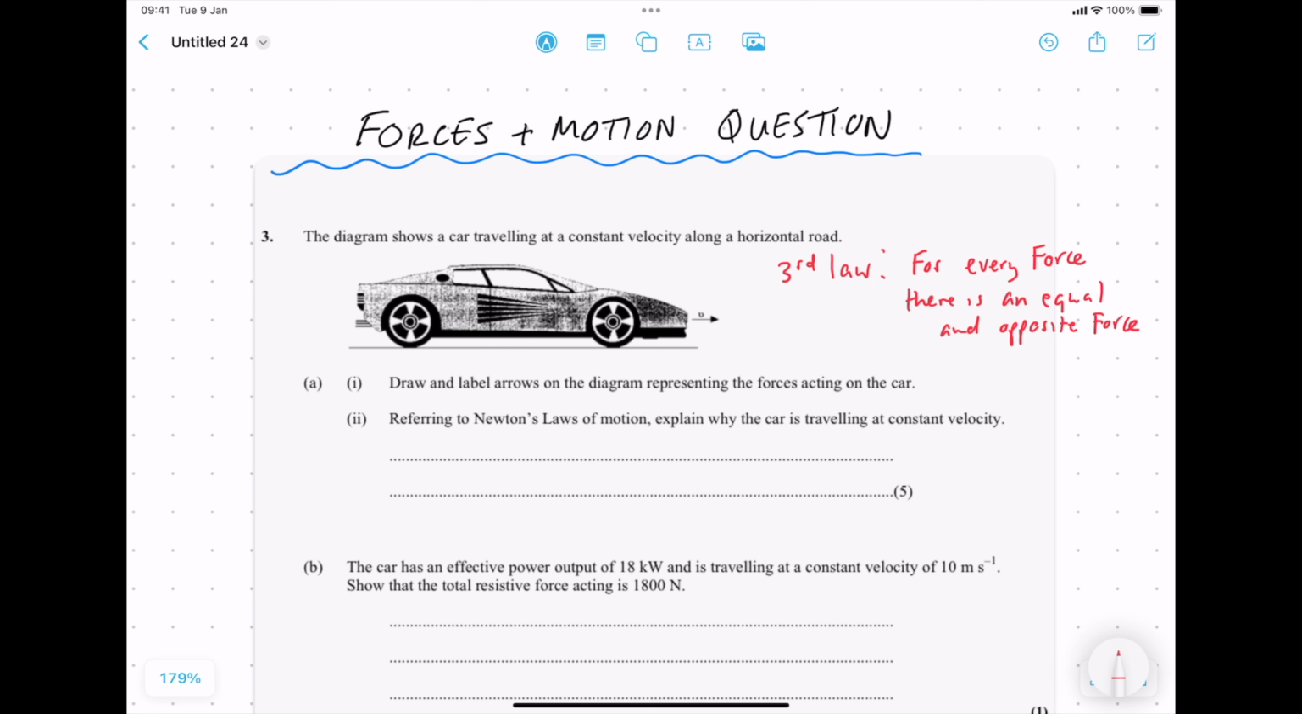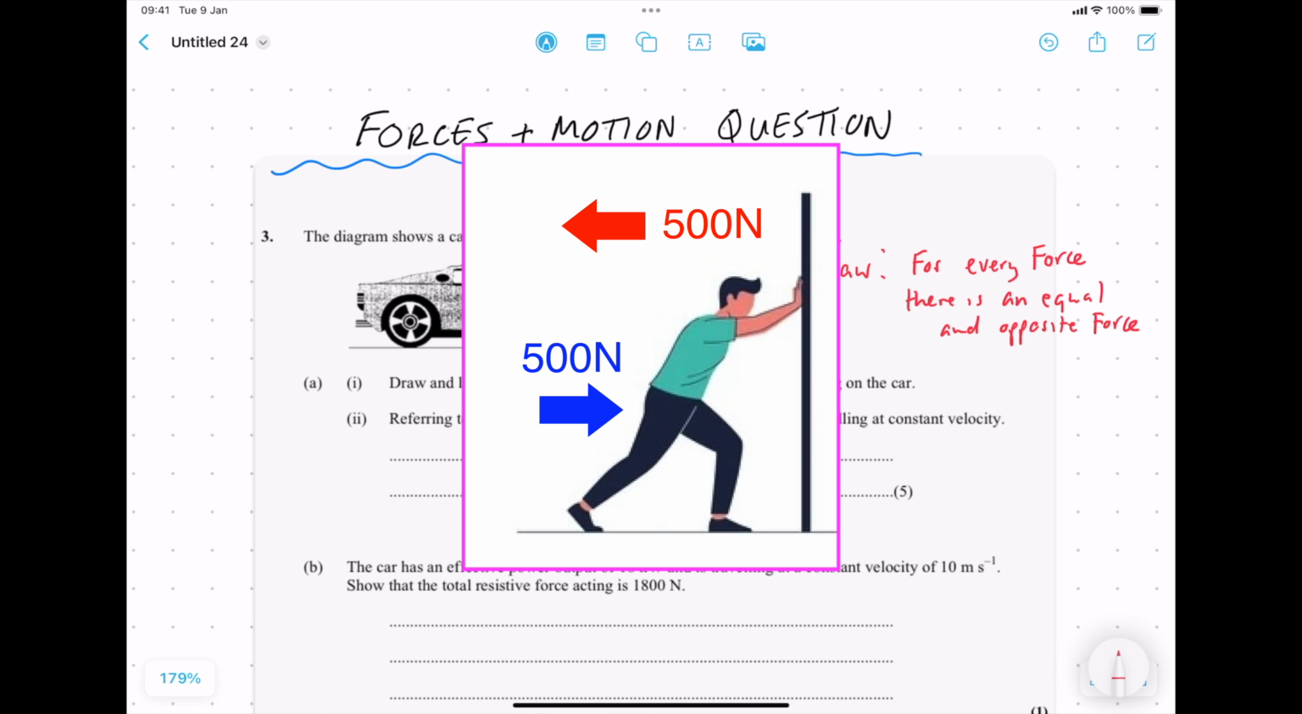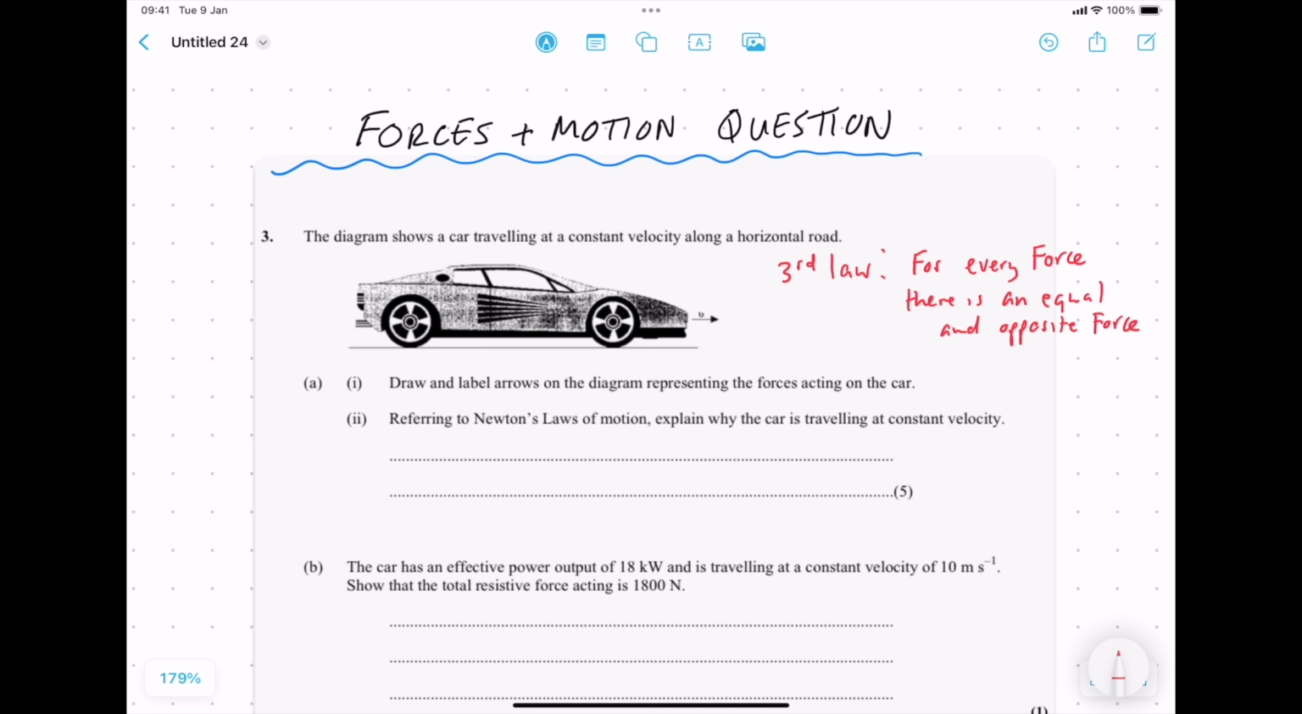What that means is if you push against a wall with 500 newtons of force, the wall will push back with exactly the same force against you. And if the wall doesn't move, then the overall resultant force will be zero. The wall will neither fall down and neither will you. So the forces are equal and opposite.